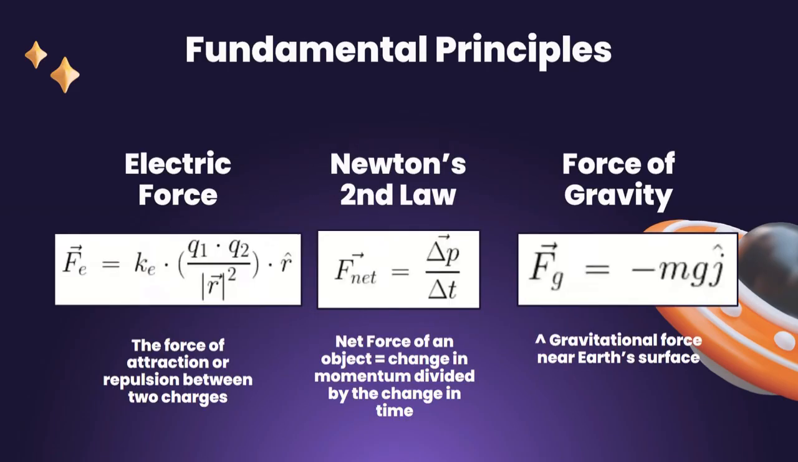Fundamental principles are the same as in Lab 1. We're going to use the electric force formula, Coulomb's law, which is just the force of attraction or repulsion between two charges. And then we're also going to use Newton's second law. Very basic, just that the net force on the object is the change in momentum divided by the change in time. And then the force of gravity, specifically near Earth's surface, which is just mg in the negative y direction.